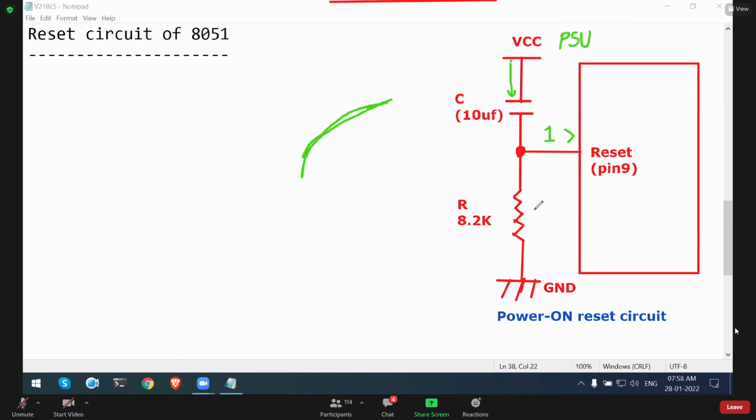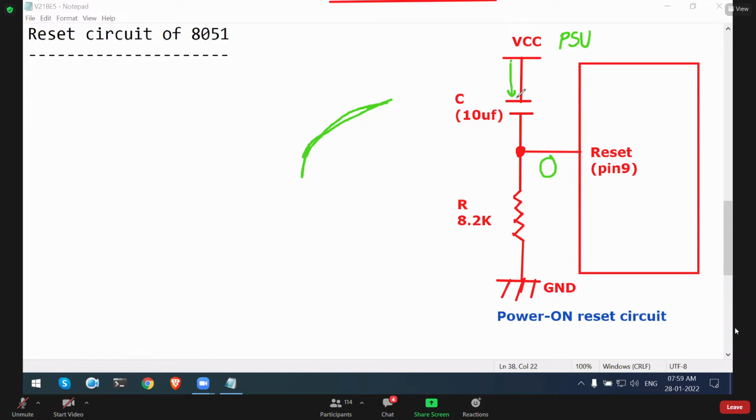this resistor is called a pull down resistor, because ground is connected here. If VCC is connected on this side, this is called a pull up resistor. So ground is connected, this is called a pull down resistor. So whenever capacitor blocks the DC here, then this pull down resistor will pull down the voltage of the reset pin. Pulling down the voltage of the reset pin means this reset pin becomes 0.